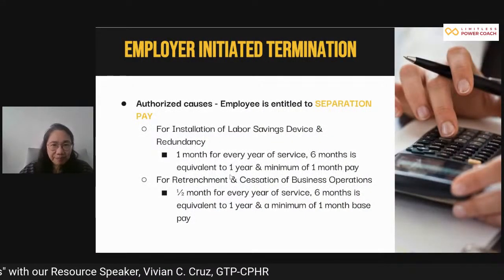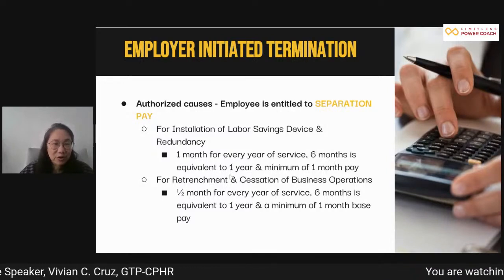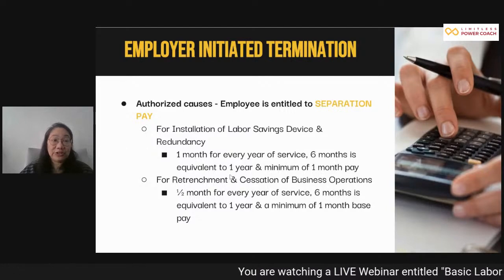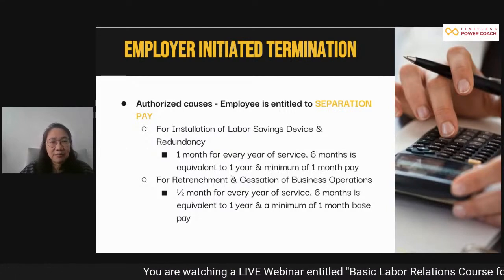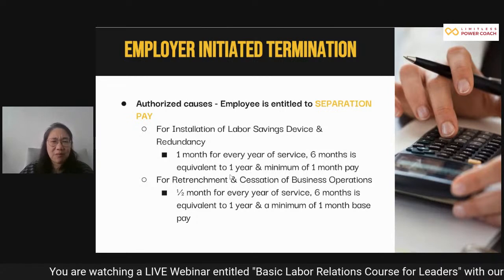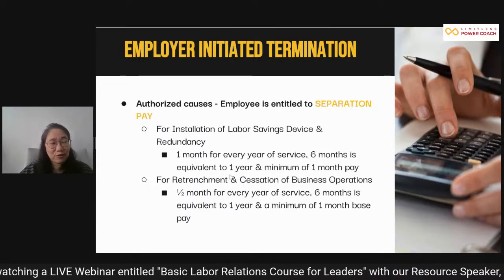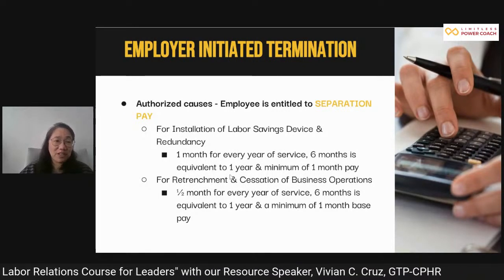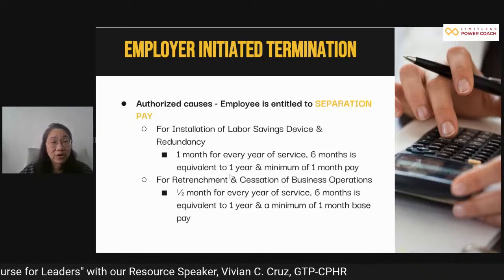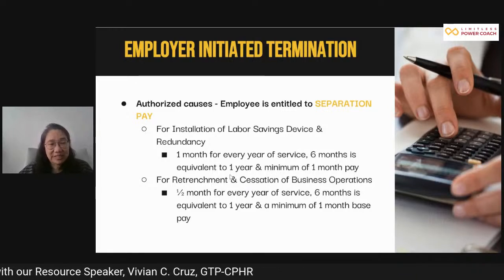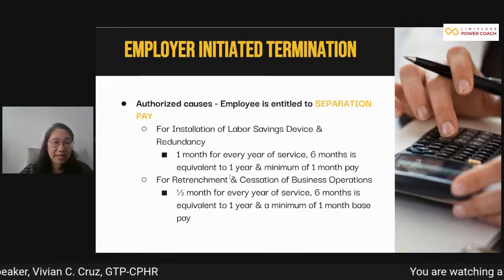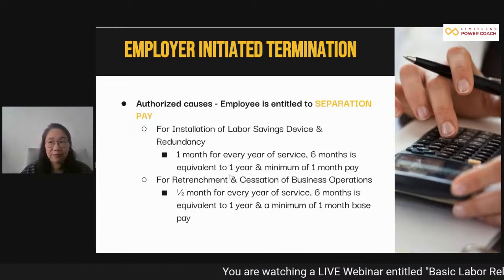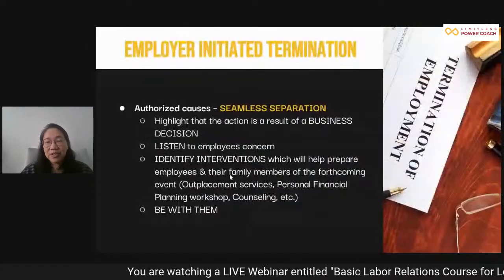Okay, then sabi nga natin, ito yung computation na ginagamit natin when we talk about authorized causes. Kaya kailangan lang ma-distinguish natin. Kaya bakit mas mababa ang retrenchment and cessation of business operations? Kasi ang reason for retrenchment or reduction of people is because you are trying to prevent or meron ng losses na nangyayari sa business. Kaya yung separation pay entitlement nila is lower compared to redundancy or installation of labor saving device. Okay.